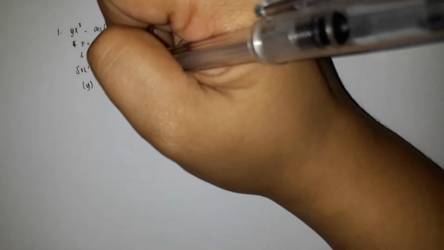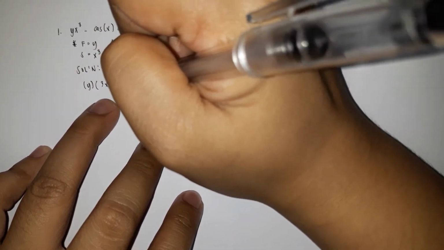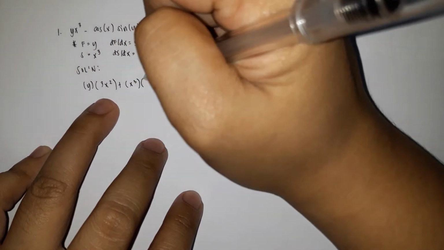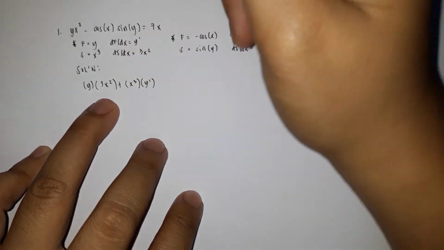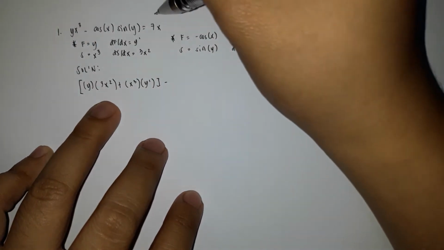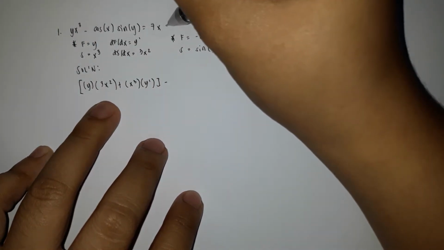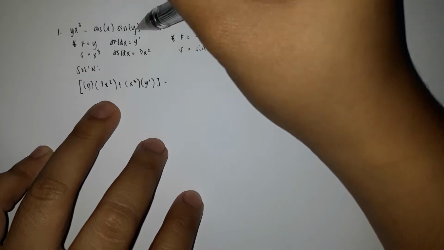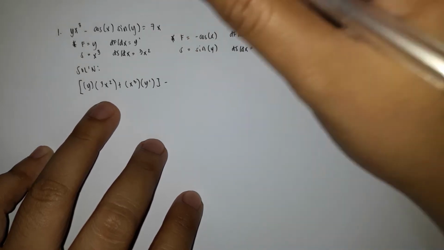In solving, we're going to use the product rule, which is f of x multiplied by the derivative of g of x, plus g of x, then the derivative of f of x, which is y prime, minus. Even if we're going to use the product rule, we still must follow the format of the function.